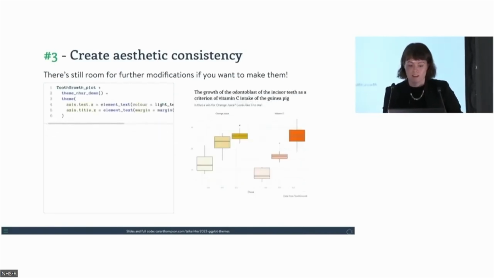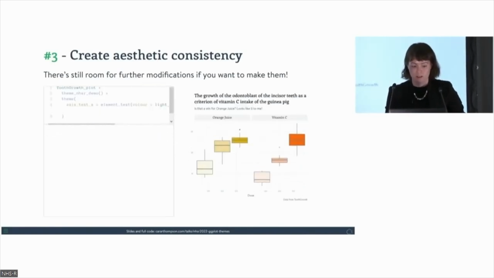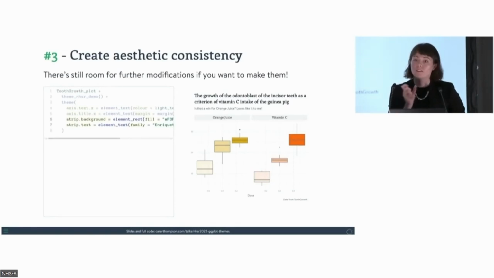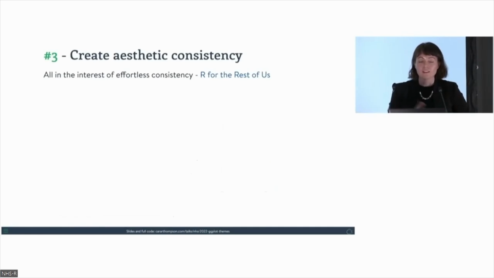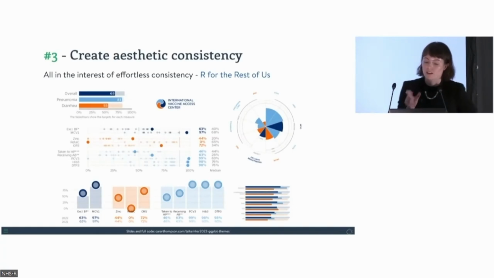Change the sizes. Here's one with the tooth growth plot, where we might want to go and format the way that the strips are labeled. And this is all in the interest of consistency. So here is some example of some plots for a project I've just finished wrapping up with R for the Rest, where we used the theming of the International Vaccine Access Centre, created a theme package for them so that they could apply that to their plots. And you can see the consistency that comes from doing that.